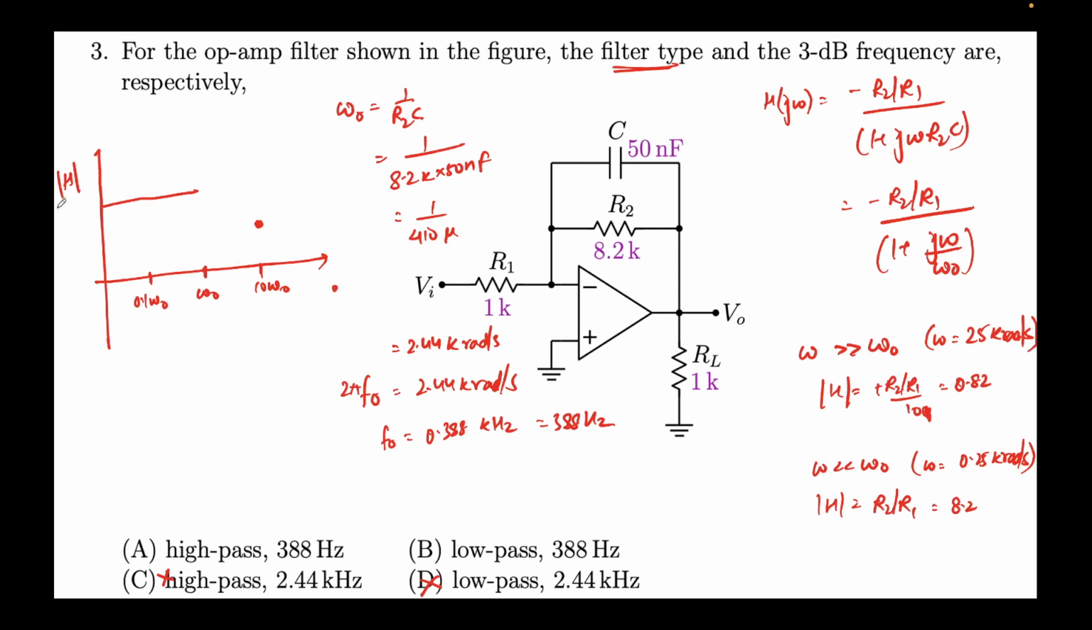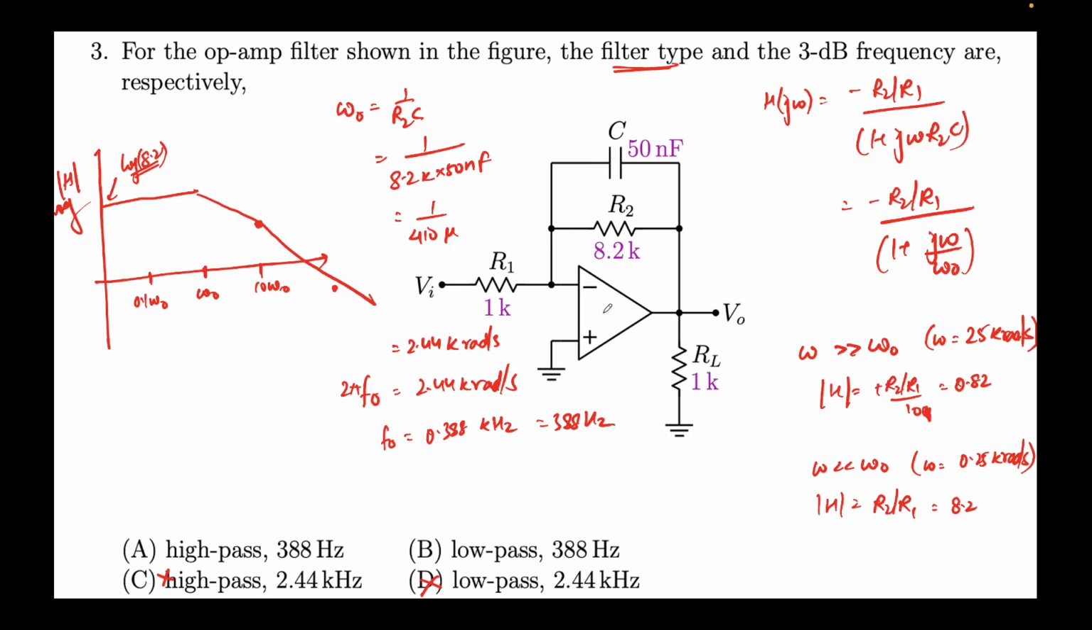And if you plot it in log, this will look something like this. This value would be log 8.2, and it will keep on falling like this. So for low frequencies, the gain is high, log 8.2. As you increase the frequency, the gain keeps on falling, and the gain will even go negative. This means it is no more amplifying, it is attenuating. You don't want that.